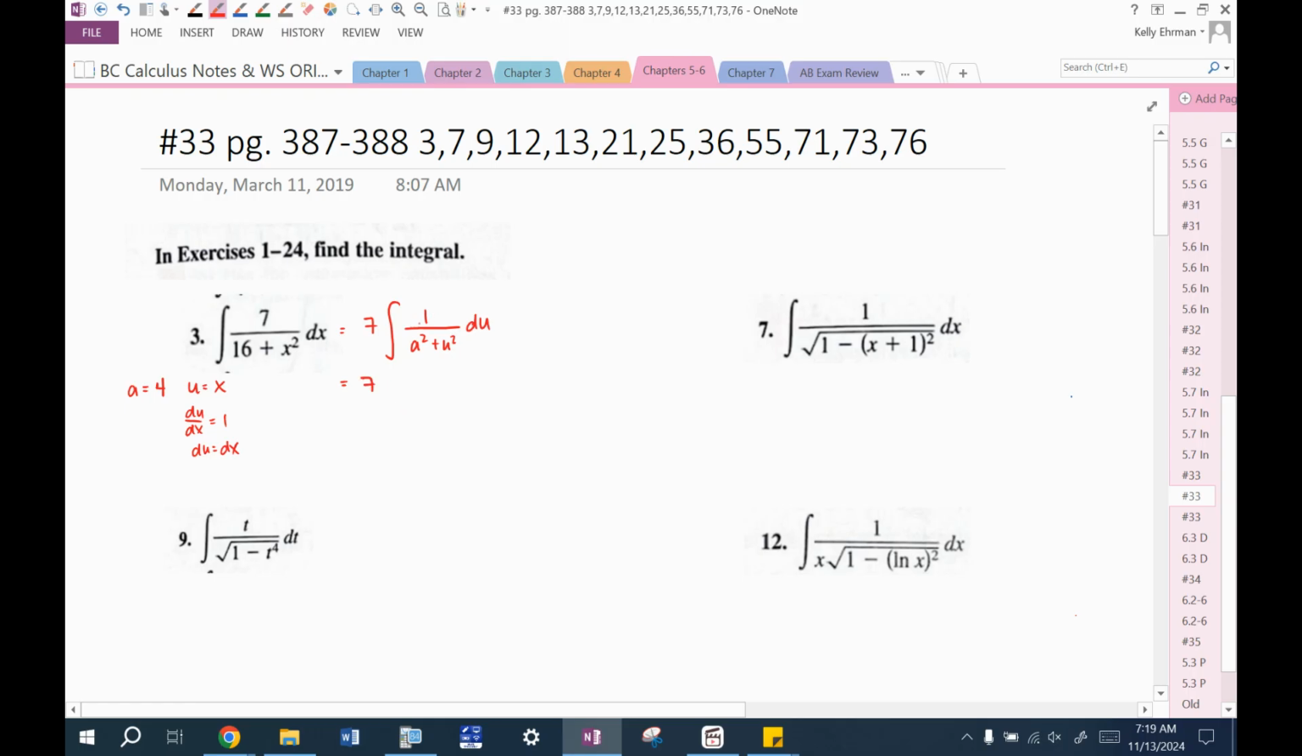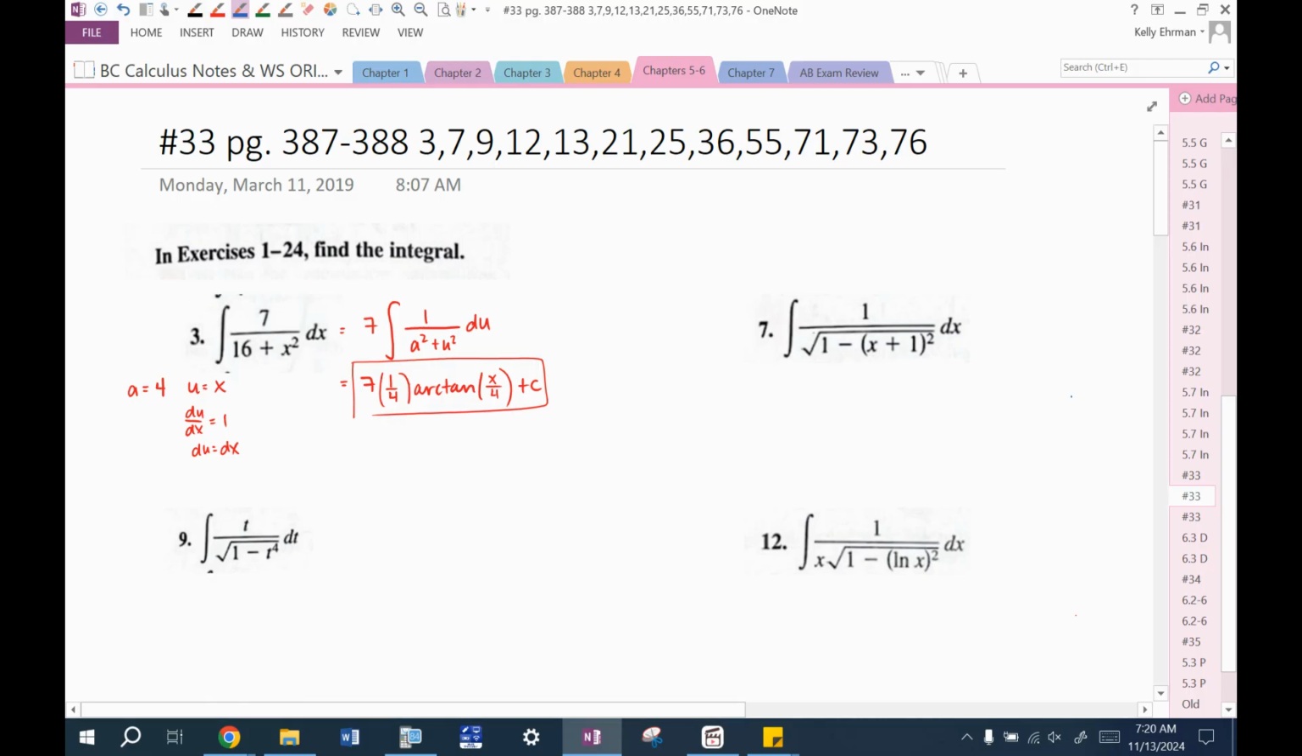All right, so there's a 7 out in front. The antiderivative of this is 1 over a, so 1 over 4, times arctan of u over a plus c. Instead of u over a, we could probably just write x over 4. So 7/4 arctan of x over 4 plus c.